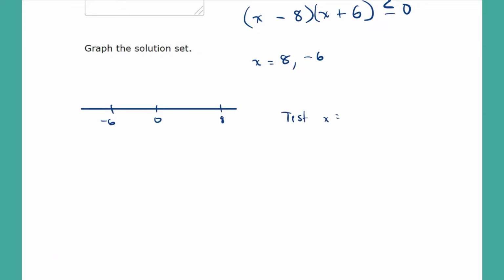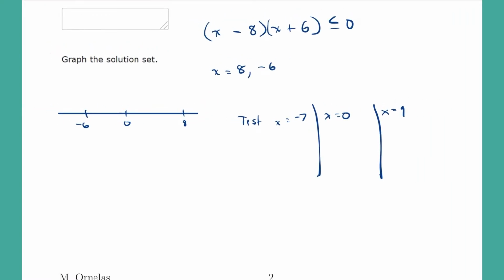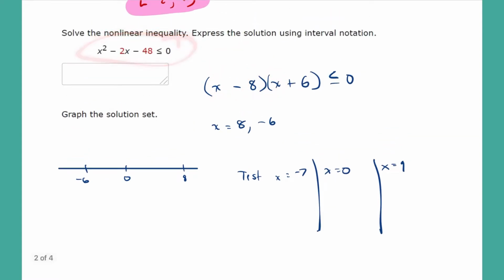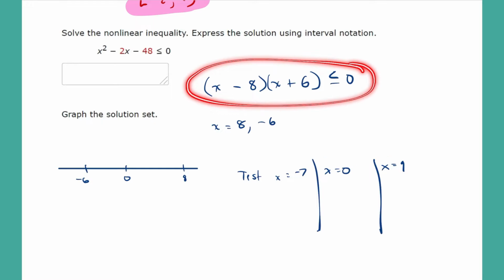I'm going to choose negative 7 as the test point. I'm going to choose 0 as my test point because 0 is between negative 6 and 8. And finally, I'm going to test 9 because 9 is to the right of 8. All right, so you can test them here and here, or you can test them here, wherever you prefer. I'm going to test them here.